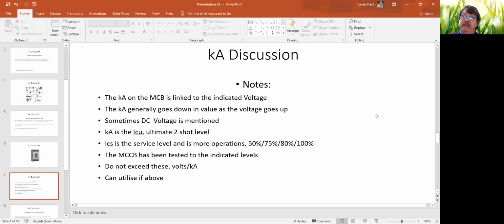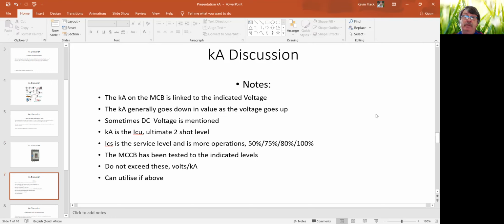You can see that there's a general downscale in value as the voltage of the network goes up. That is not consistent between brands and models, etc. You might find at 690 that you get down to as low as 8 kA, as we saw there. Or maybe a product isn't even rated for anything over 600 volts.